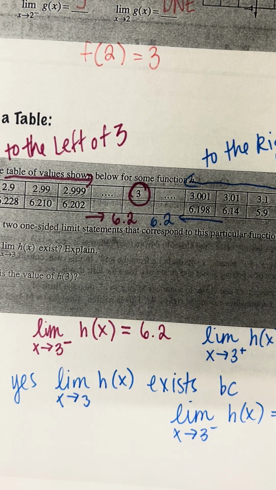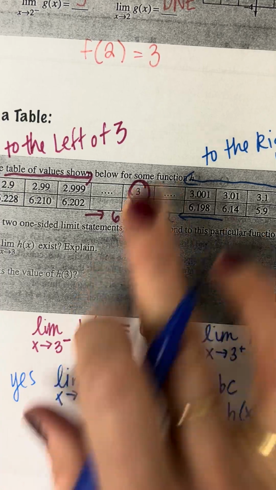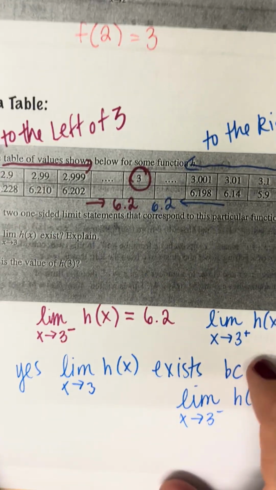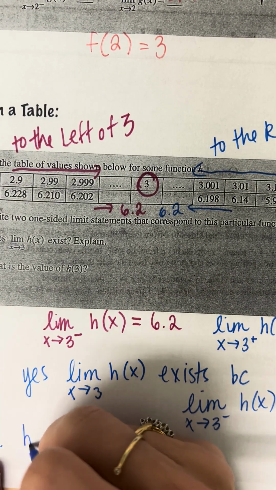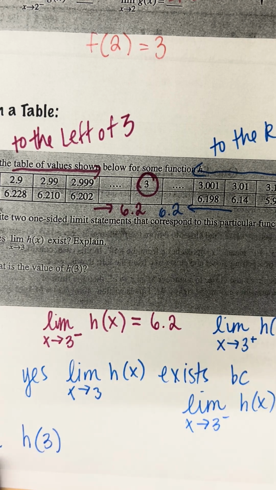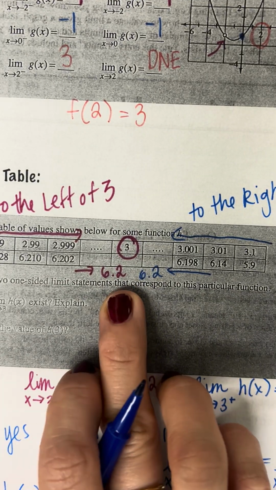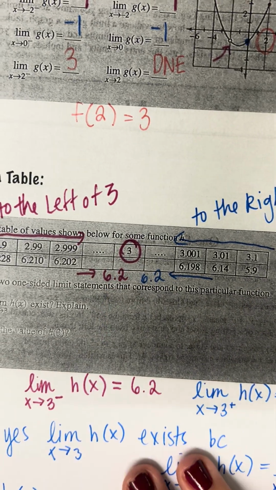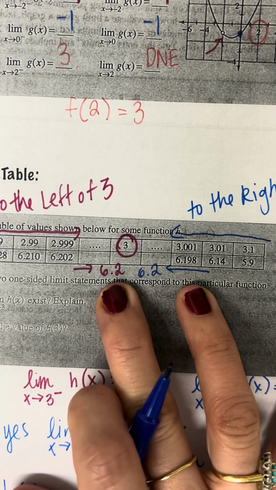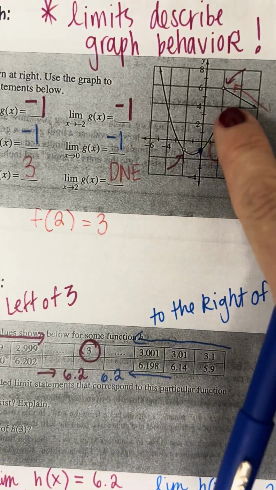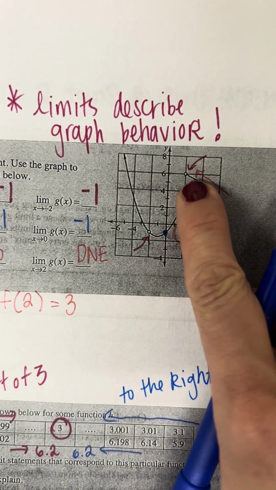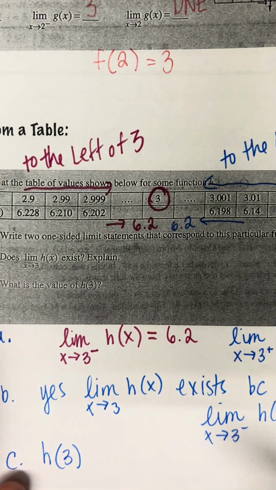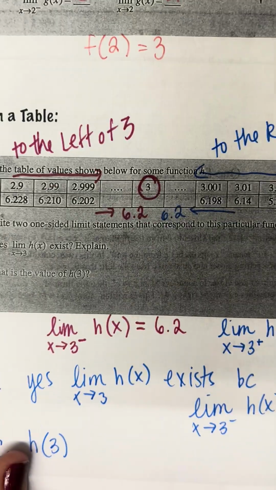Letter C, what would be the value of h of 3? So this is kind of what I was talking about up here. So now not the limit, but the actual value. So looking at this, we could assume, you all, that it's 6.2. But because we're talking about limits, it also could be a hole, just like it was on this one, right? So if it's a hole, then it actually would be undefined.